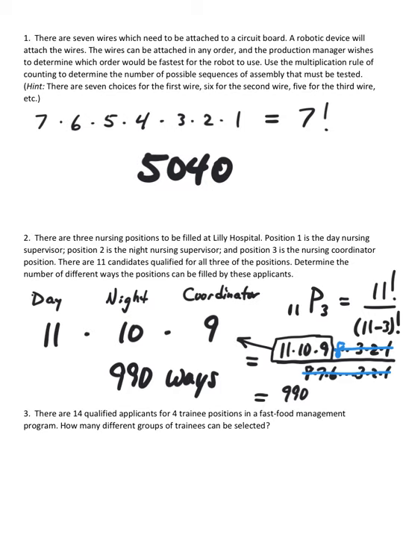Number 3, there are 14 qualified applicants for 4 trainee positions in a fast food management program. How many different groups of trainees can be selected? Now for this one, the order is not important. We're just grabbing a group of 4 out of 14, and we're looking for how many different ways we can do that. Now if order doesn't matter, then you have combinations. 14 choosing 4 at a time.